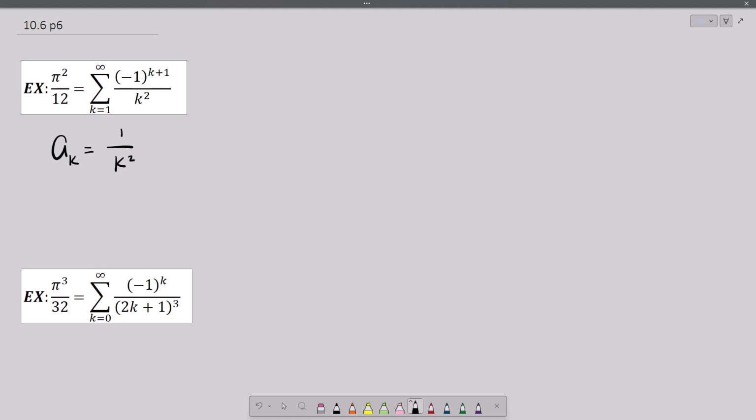We want to know how many terms we have to add up to be within 10 to the negative 4 of this pi squared over 12 thing. We don't even need to know that it's pi squared over 12. We just need to know that it converges. So we want to be within 10 to the negative 4, so we want this to be less than 1 over 10,000. We cross multiply. And we want to know the first k value that satisfies this. What is the first k value that satisfies that?